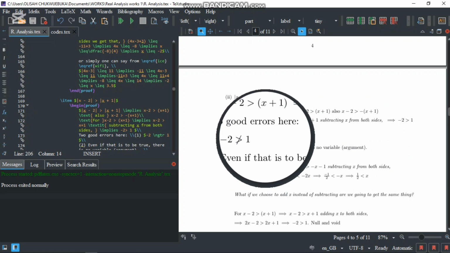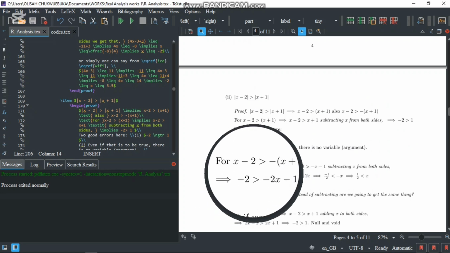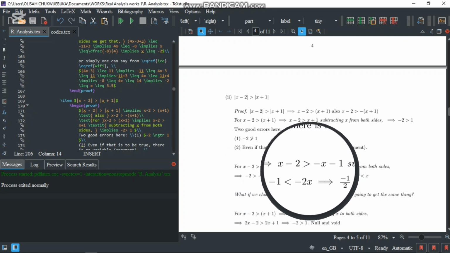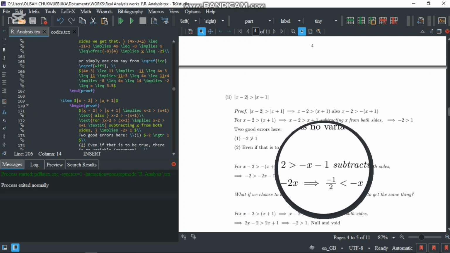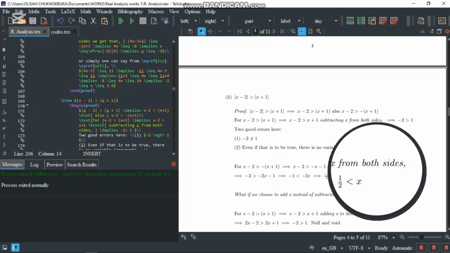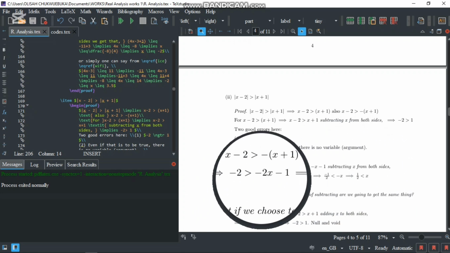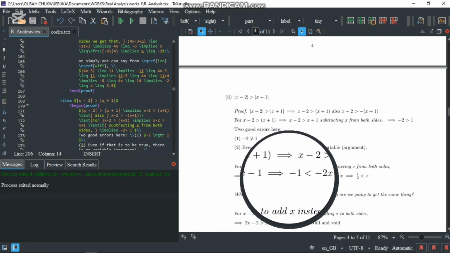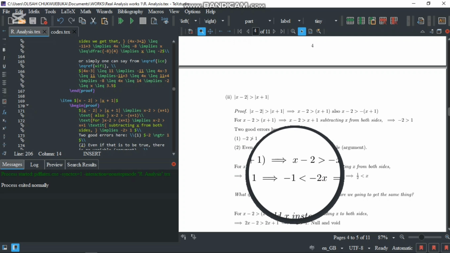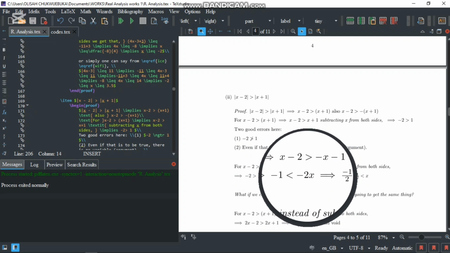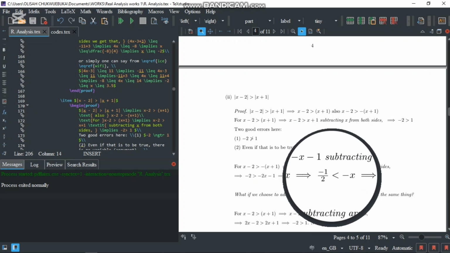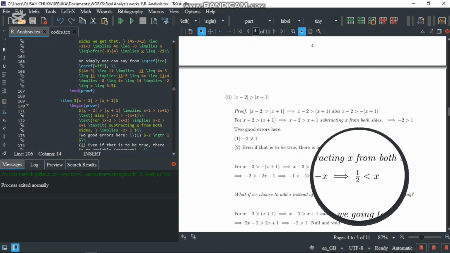Now for x minus 2 greater than negative x plus 1, we have x minus 2 greater than negative x plus 1. Subtracting x from both sides, we'll have negative 2 is greater than negative 2x plus 1, which implies that negative 3 is greater than negative 2x, which implies that x is greater than 3/2.